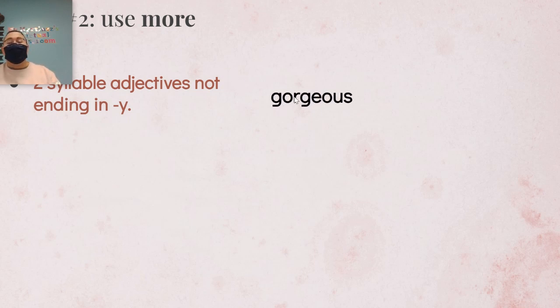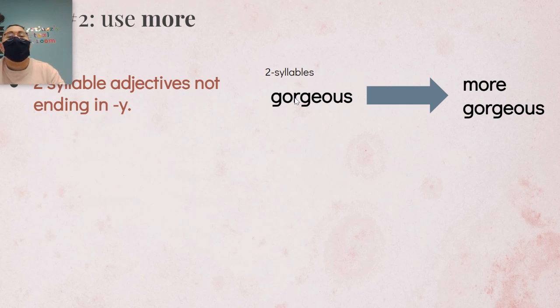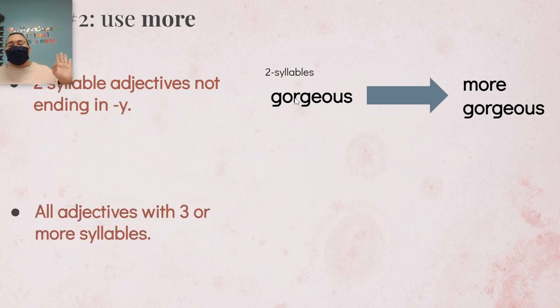So look at the word gorgeous. So gorgeous is gorgeous, but is it ending in a Y? No. So all I have to do is add more in front of it. More gorgeous, right? All of my adjectives with 3 or more syllables, all I have to do is add more in front of the adjective.